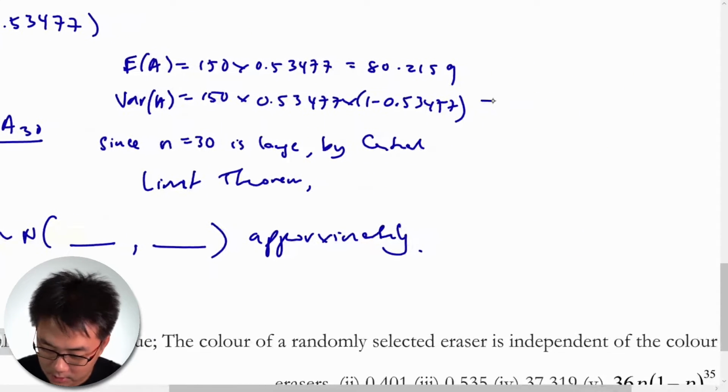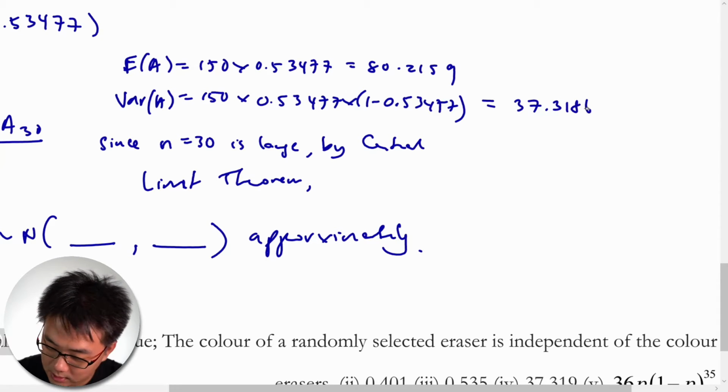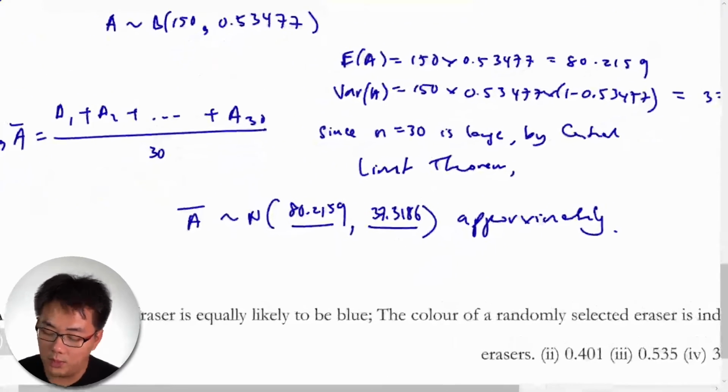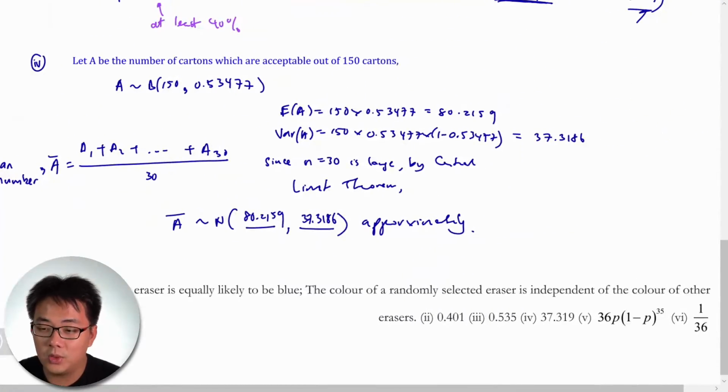Then this part here, I'm just going to multiply this with 1 minus. This is 37.3186. So this is 80.2159. This is 37.316. Okay. So this is by using the suitable approximation, which is central limit theorem.